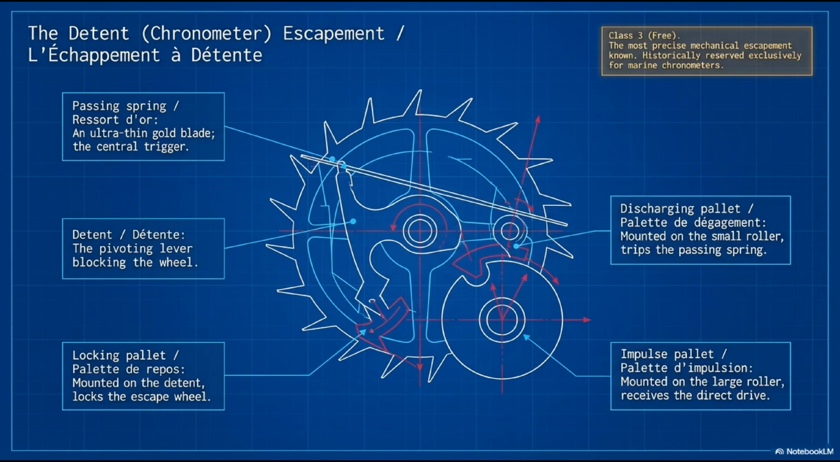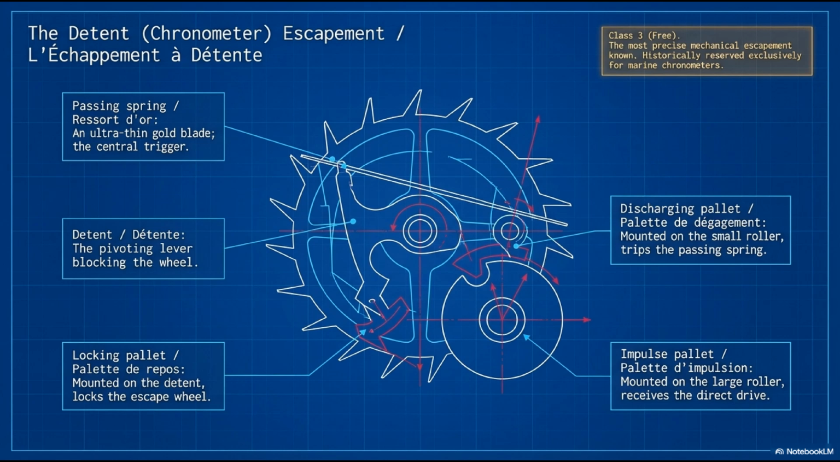The detent escapement, échappement à détente, also called the chronometer escapement, is the most precise mechanical escapement ever designed for practical sustained use. This diagram shows its 5 key components, and the architecture is fundamentally different from the Swiss lever. The passing spring, ressort d'or, labeled A, is an ultra-thin gold blade. Gold is chosen for its spring stiffness, fatigue resistance, non-magnetic properties, and corrosion resistance. This spring is the central operating element of the mechanism.